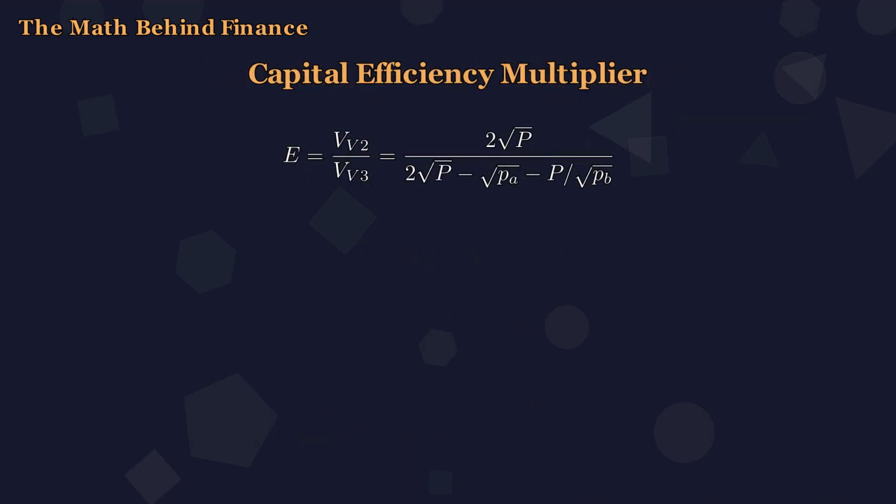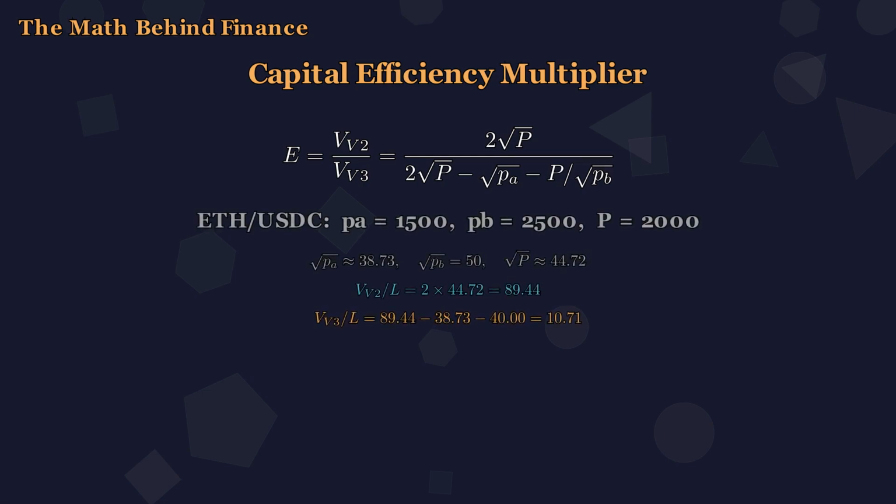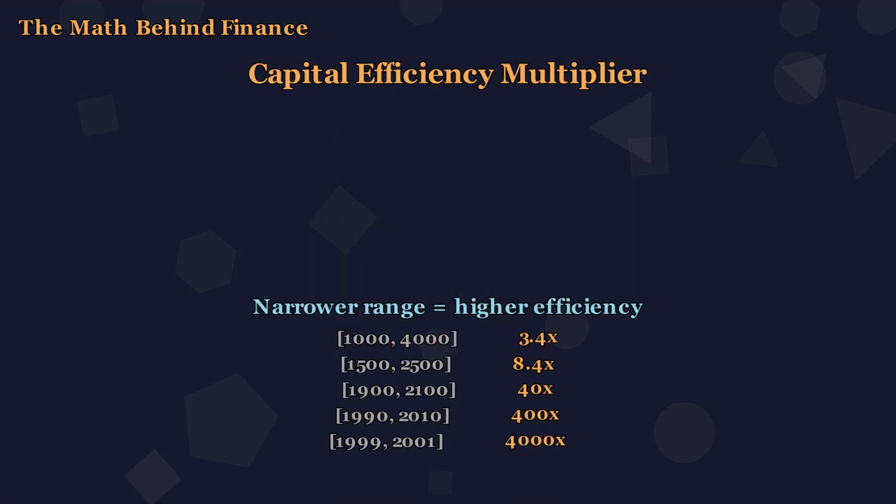Now here's the punchline of concentrated liquidity: capital efficiency. The multiplier E measures how much more depth your V3 position provides compared to V2 for the same capital. For our ETH USDC example, with a range from 1,500 to 2,500, the V2 value per unit L is about 89.44, but V3 needs only 10.71. That is an efficiency of about 8.4 times, and it scales dramatically.